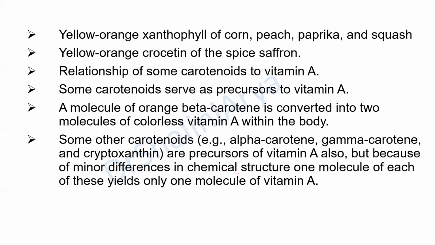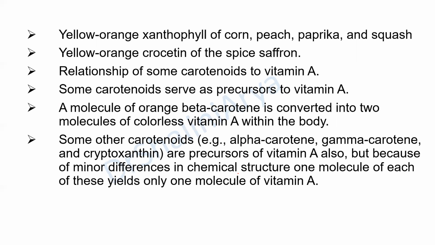And we know that there is a strong relationship between carotenoids and vitamin A. We have already studied in the chemistry of food constituents how carotenoid gets converted to vitamin A. Some carotenoids serve as precursors to vitamin A. A molecule of orange beta carotene is converted into two molecules of colorless vitamin A within the body.